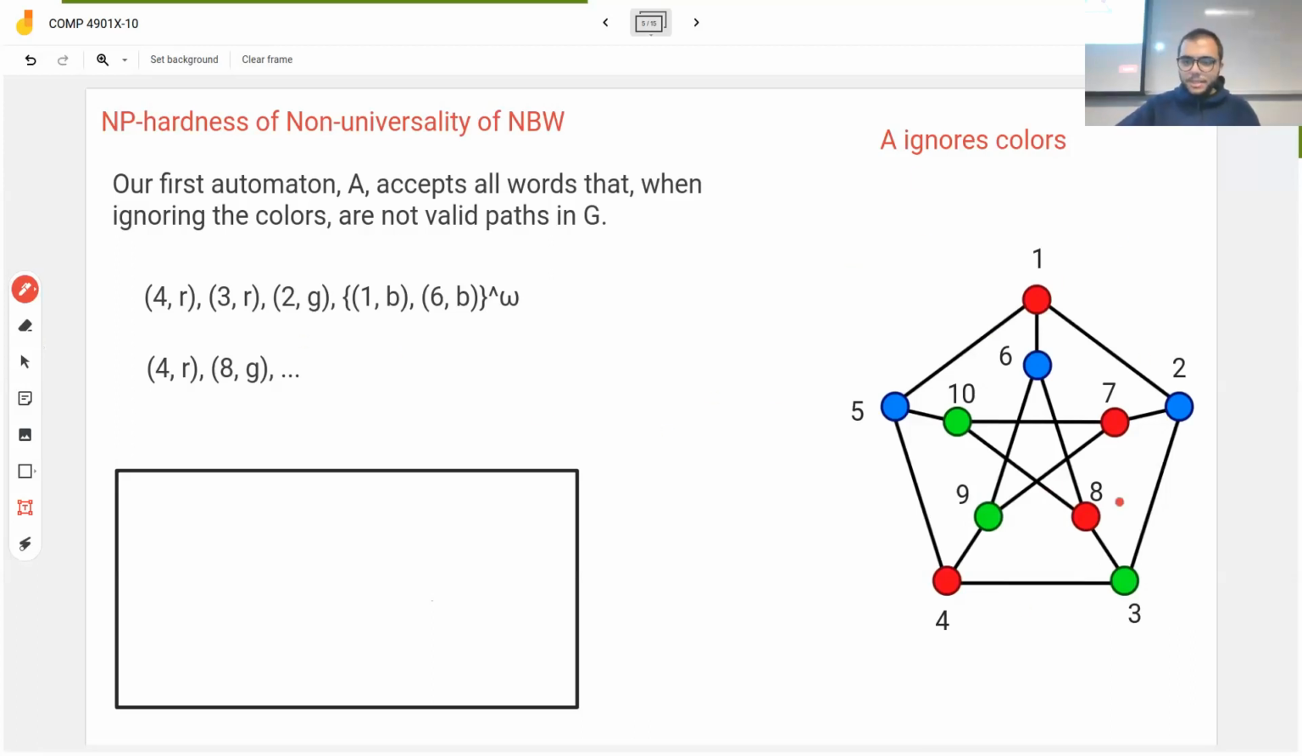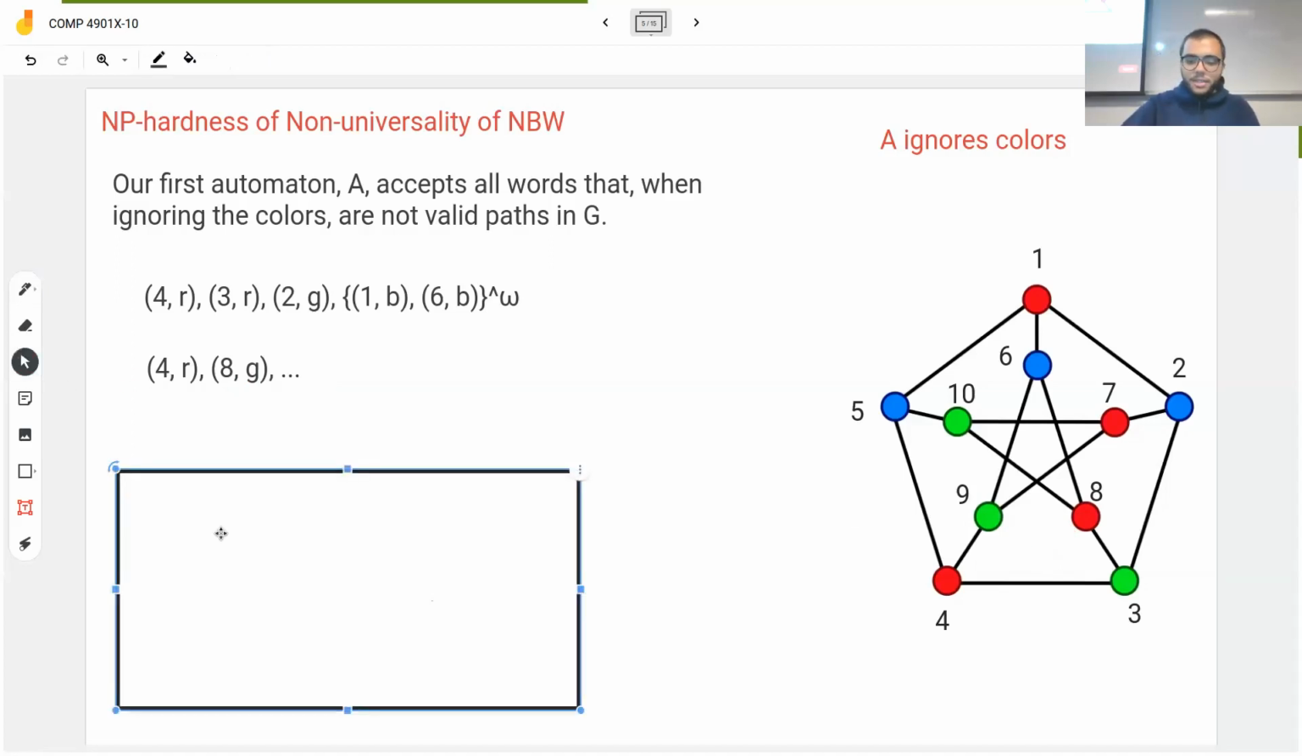So for example, let's say this is my graph and my 3-coloring. Let's say this is my first path, 4R, 3R, 2G, and then 1B and 6B just repeated. My automaton ignores the colors. It doesn't care about colors. So it checks that from 4, I can go to 3. From 3, I can go to 2. From 2, I can go to 1. From 1, I can go to 6, back to 1, back to 6, back to 1, and so on. So this is a valid path, so my automaton rejects it. Whereas if I have a path that starts like this with 4 and 8, from 4, I cannot go to 8. This is an invalid path. So my automaton accepts it.